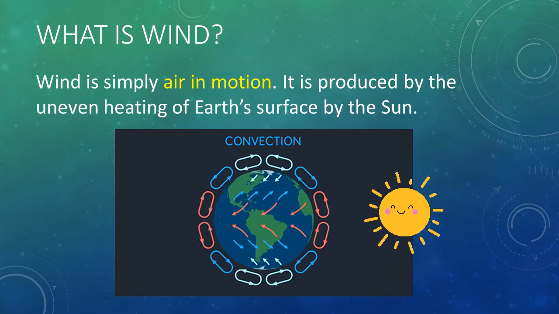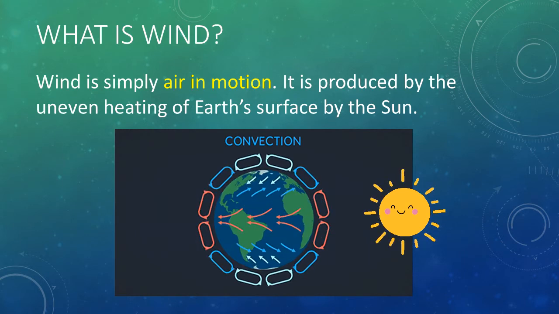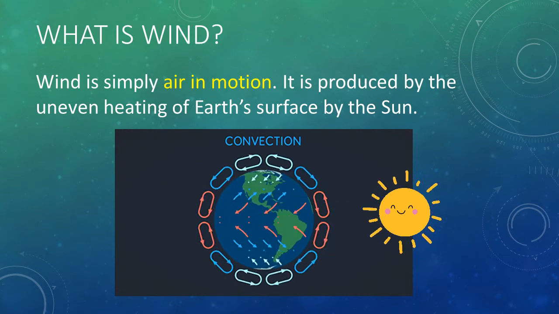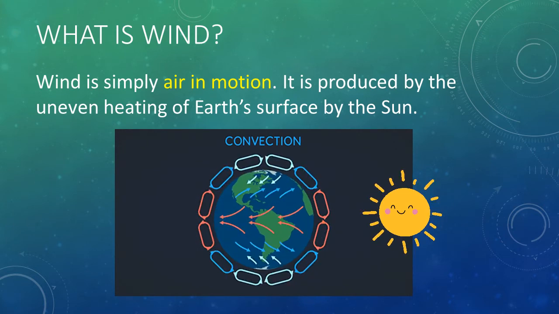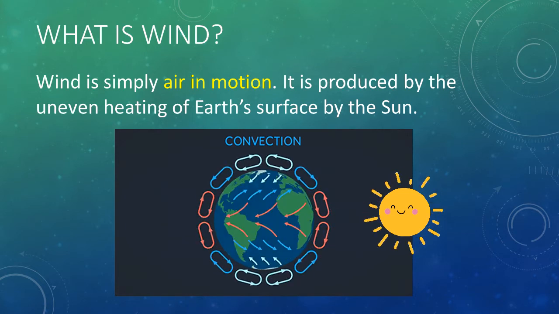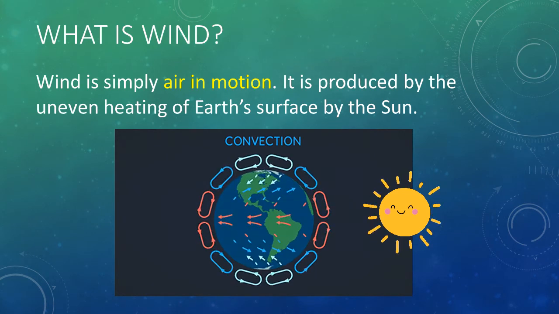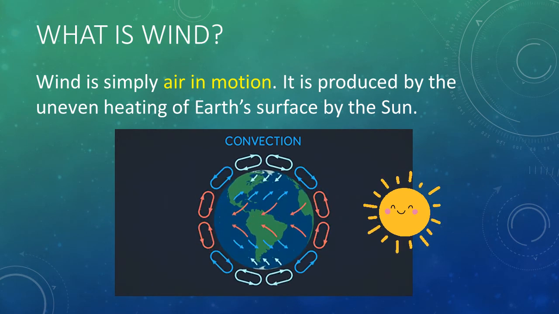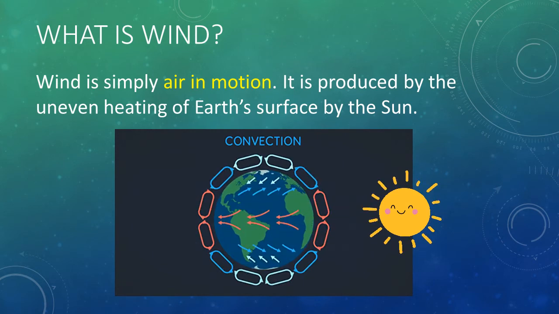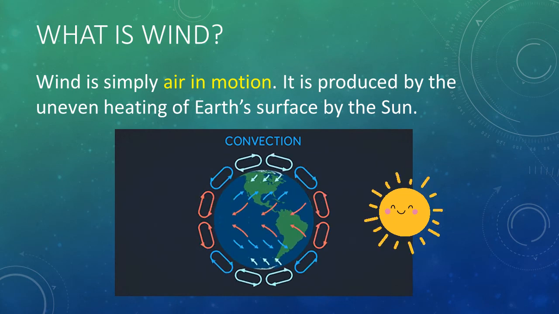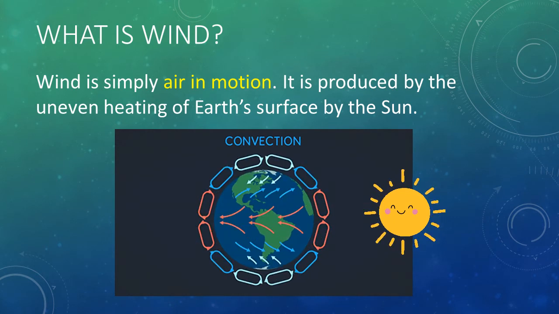So, what is wind? Wind is just simply air in motion. And it is produced by the uneven heating of Earth's surface by the sun. So if you look at the little GIF on the screen, you'll see the sun is heating the Earth. But at certain locations, it's going to be hotter than at other locations.